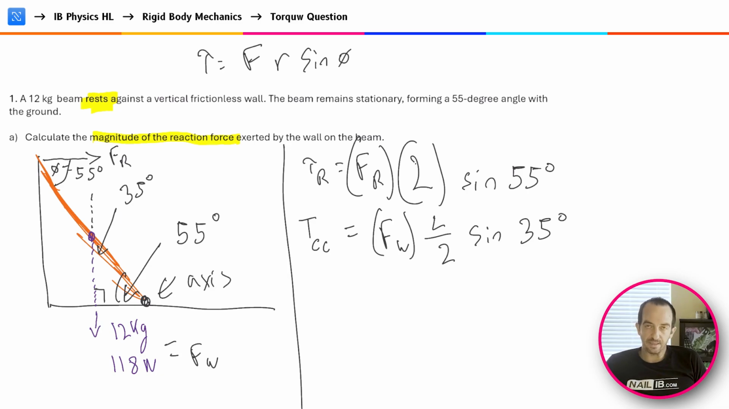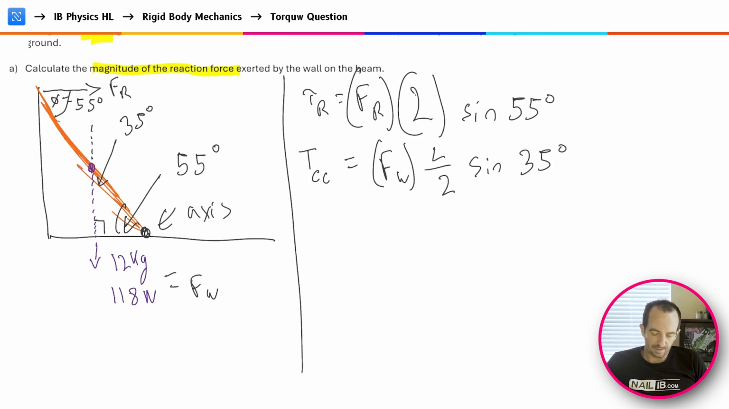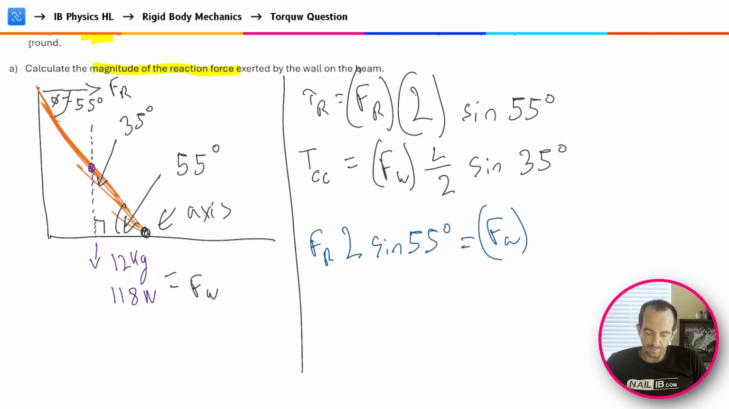And those two things need to be equal, because the counterclockwise torque needs to equal the torque created by the reaction force from the wall in order to keep this in equilibrium. So let's set these equal to each other. We're going to have the reaction force times the length of the beam times sine of 55 degrees needs to equal the force of weight times the length of the beam divided by 2 times sine of 35 degrees.